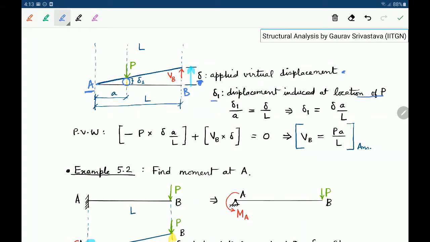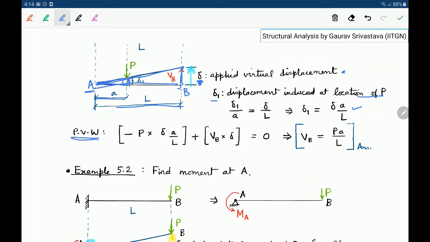So delta is the applied virtual displacement, and delta 1 is the displacement induced at the location of P. Delta 1 can be computed just by geometry. These are two similar triangles, so delta 1 by a, and delta by L, that ratio would be the same. So delta 1 comes out to delta times a by L. And now we write the statement for the principle of virtual work.